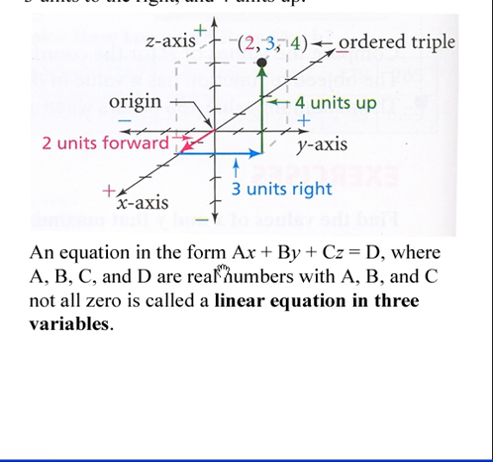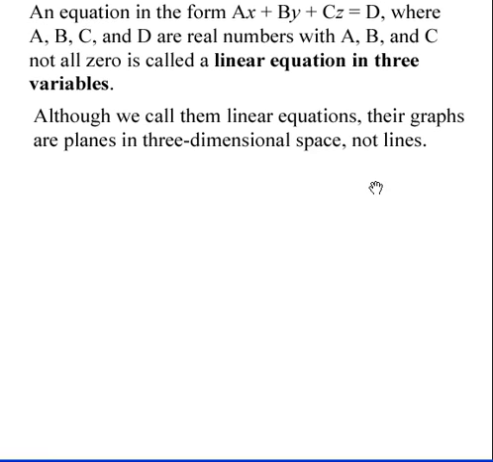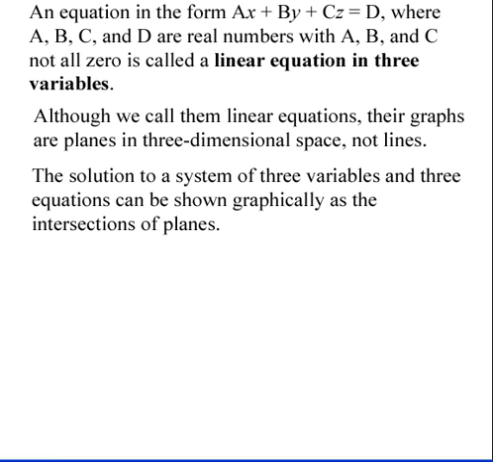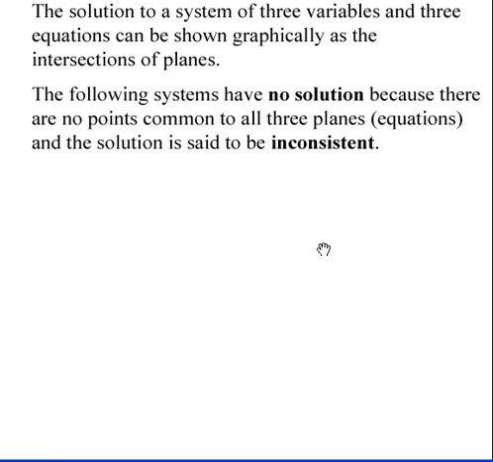We call an equation in this form ax plus by plus cz equals d, where a, b, c, d are real numbers, and they are not all 0, a linear equation in three variables. But although we call it that, the graph of that equation is not a line, but is a plane in space. And as we did with two equations, two variables, sometimes there is no solution.